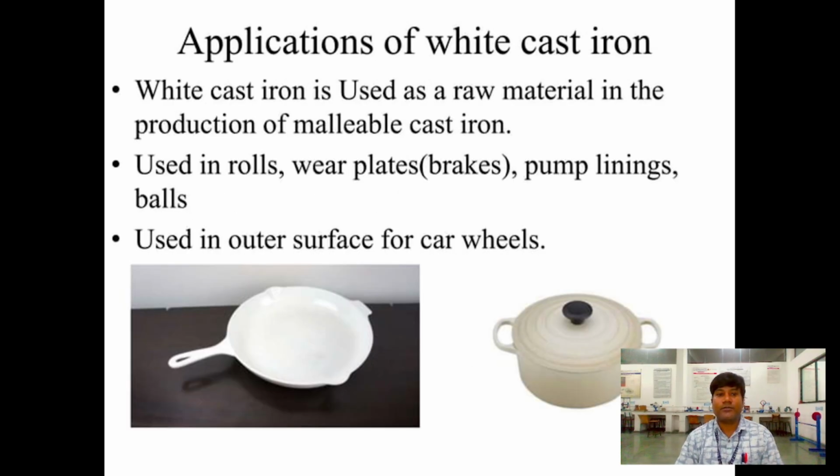Applications of white cast iron. White cast iron is used as a raw material in the production of malleable cast iron. It is used in rolls, wear blades, brakes, pump linings, balls, and on the outer surface of car wheels.